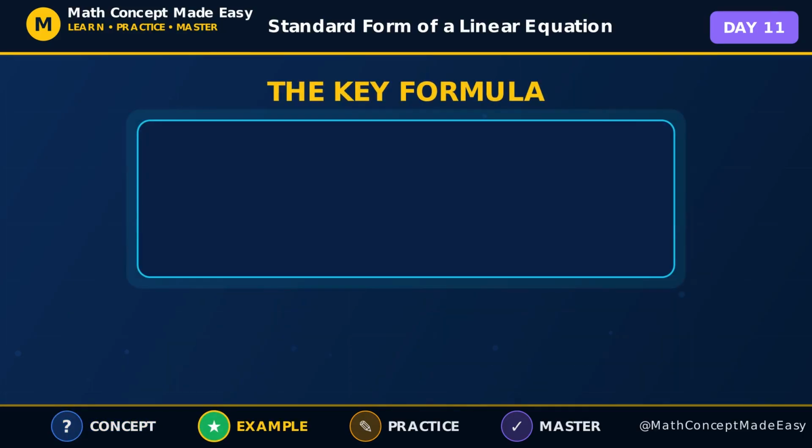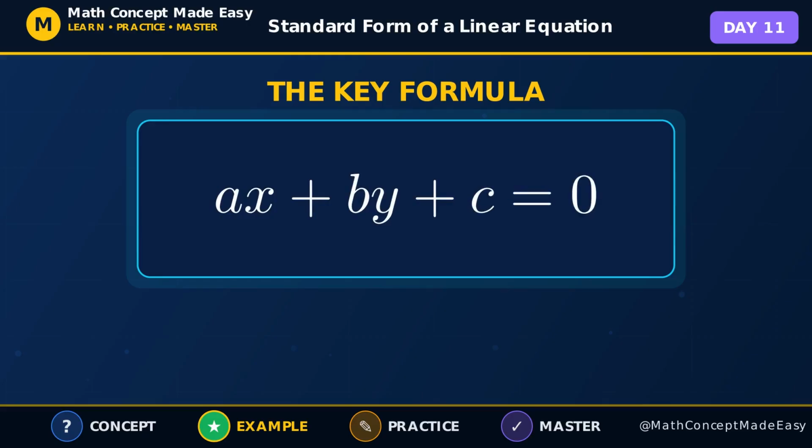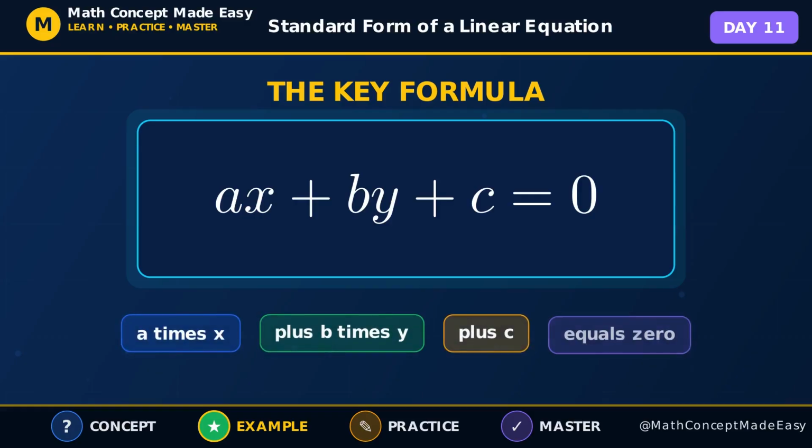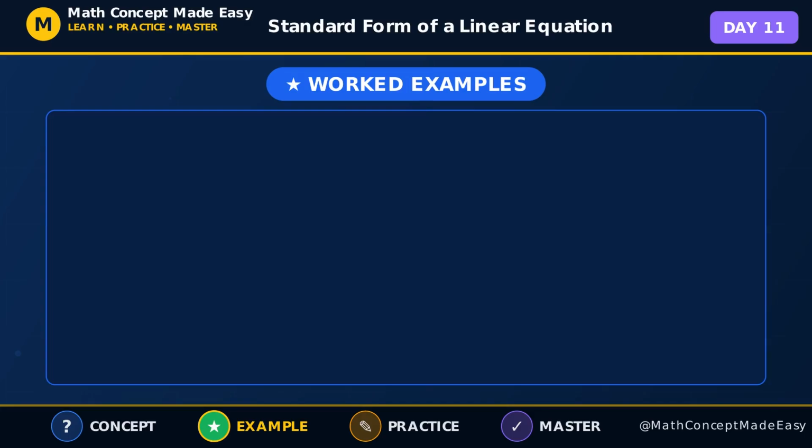Here is the key formula for standard form of a linear equation. The formula is a times x plus b times y plus c equals 0. Watch how each part appears as I say it. Do not just memorize the symbols, make sure you understand what each one represents, because that is what the exam really tests. Let us put this to work with real examples, one step at a time.